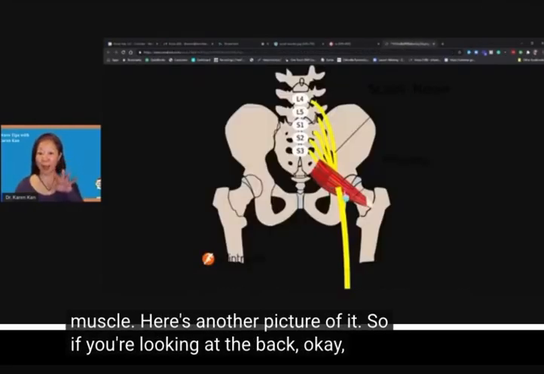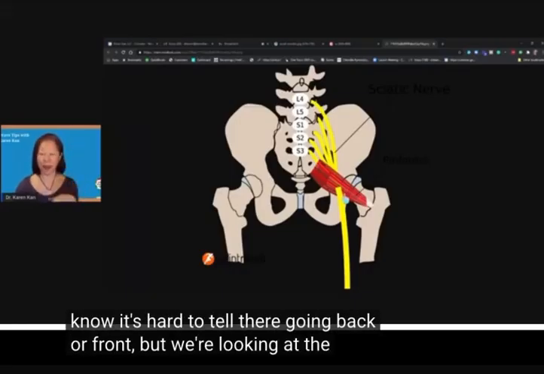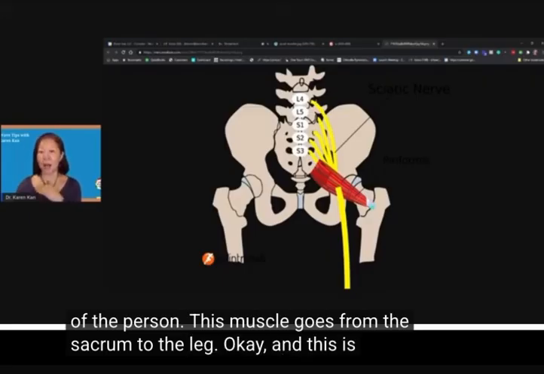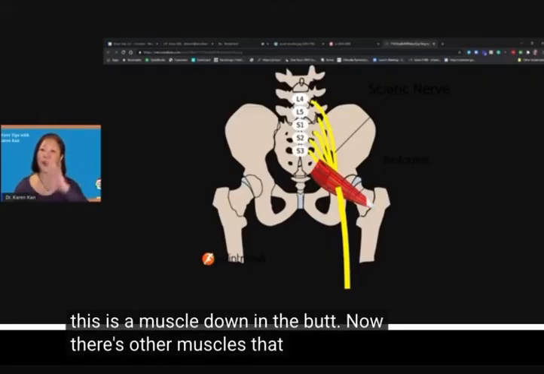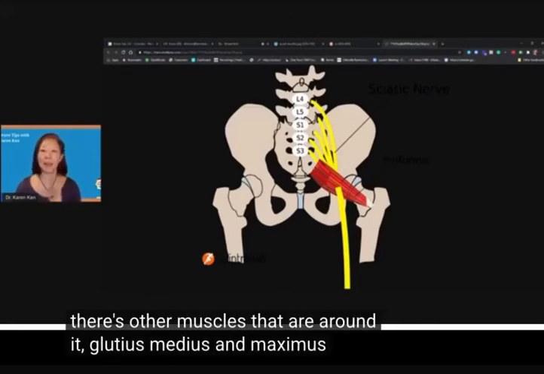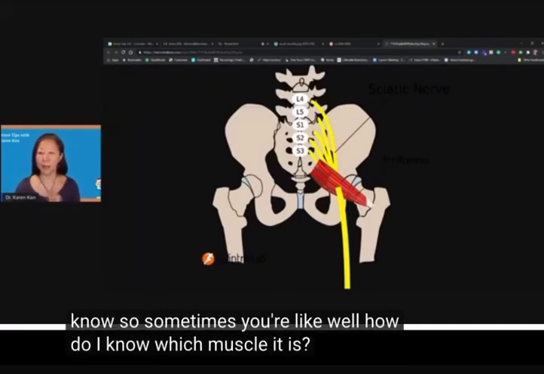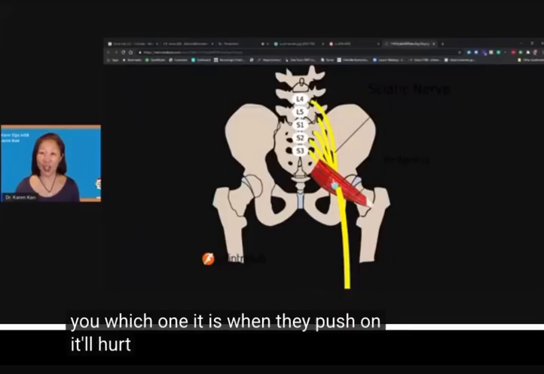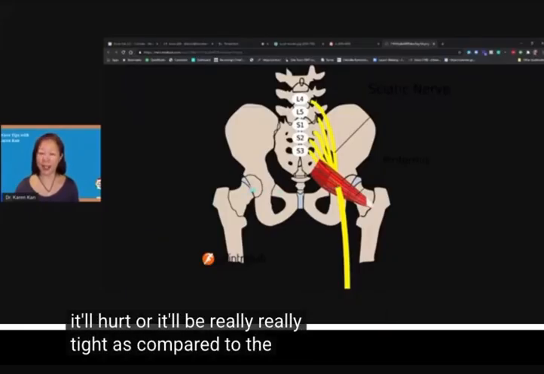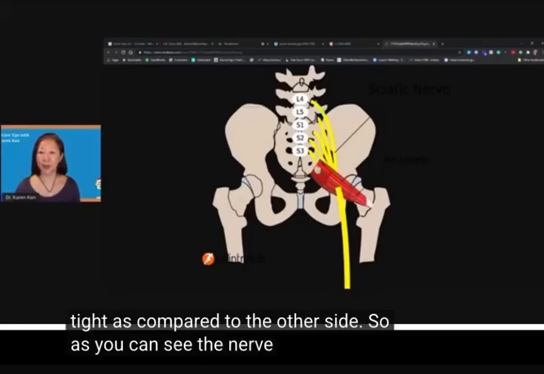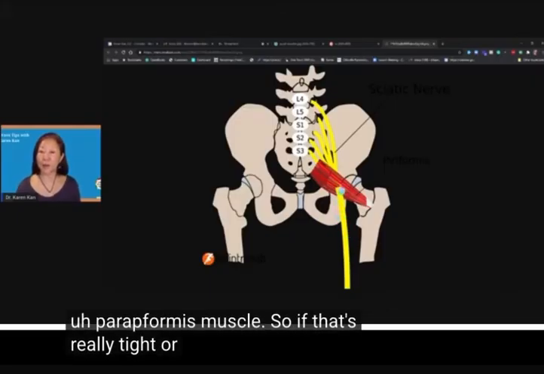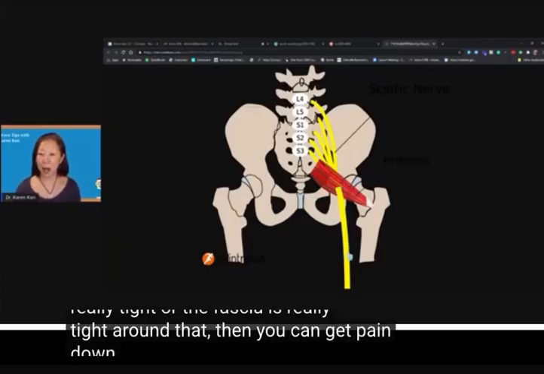So if you're looking at the back, okay, I know it's hard to tell, are you going back or front? But we're looking at the back of the person. This muscle goes from the sacrum to the leg. Okay, and this is a muscle down in the butt. Now there's other muscles around it, gluteus medius and maximus, and so sometimes you're like, well, how do I know which muscle it is? Your physical therapist probably will tell you which one it is. When they push on it, it'll hurt, or it'll be really, really tight as compared to the other side. So as you can see, the nerve roots pass through the piriformis muscle. So if that's really tight, or the fascia is really tight around that, then you can get pain down the leg as well.